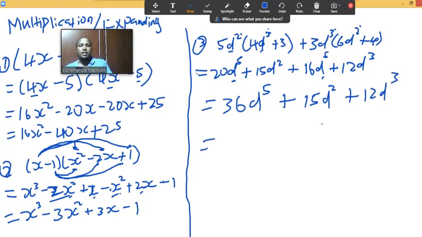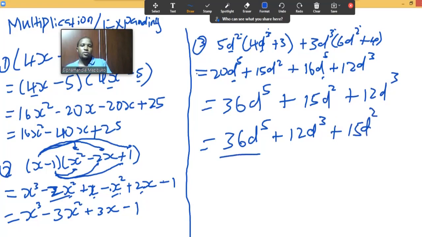You can rearrange it in order, maybe to say 36d to the power 5 plus 12d to the power 3 plus 15d to the power 2. So this is our solution. So we're done with the expansion, or we're done with the multiplication.